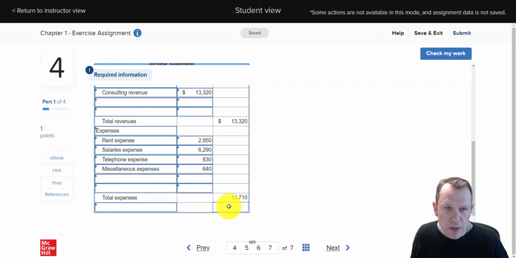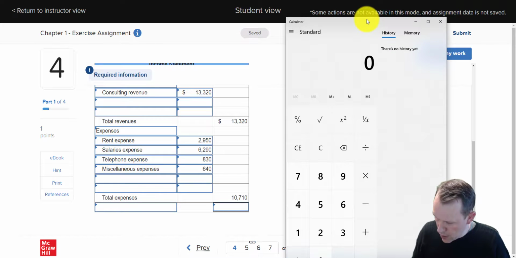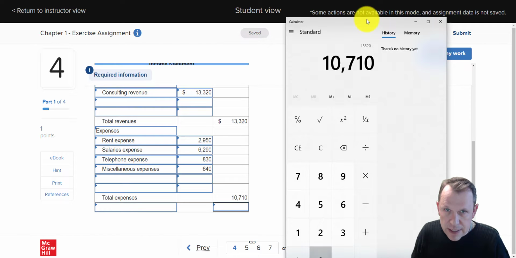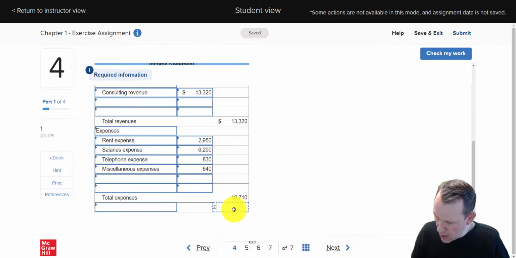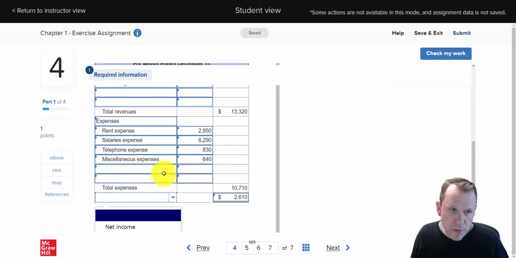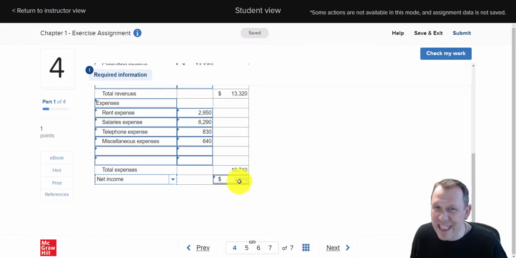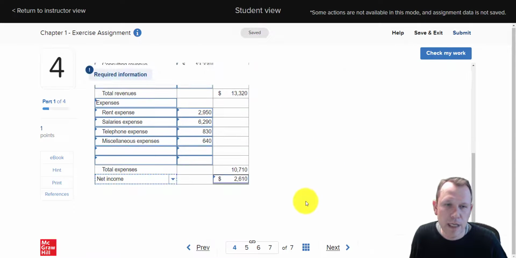And then to really work it out here, we're going to pull out our calculator here, and we're going to go 13,320 minus 10,710, right? Revenues minus expenses. So 2610 is going to be our net income. There it is right there. Net income, if it's a negative number, it'll be a net loss, which is possible in a business, right? Not ideal, but it is possible.